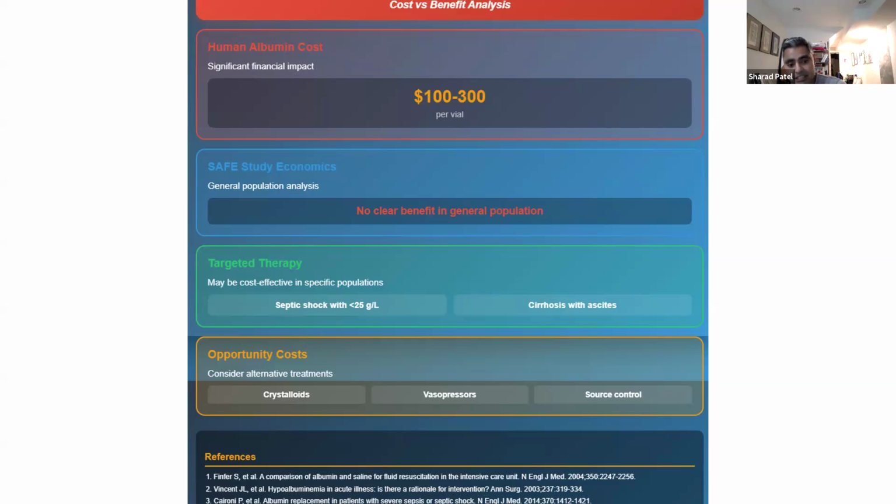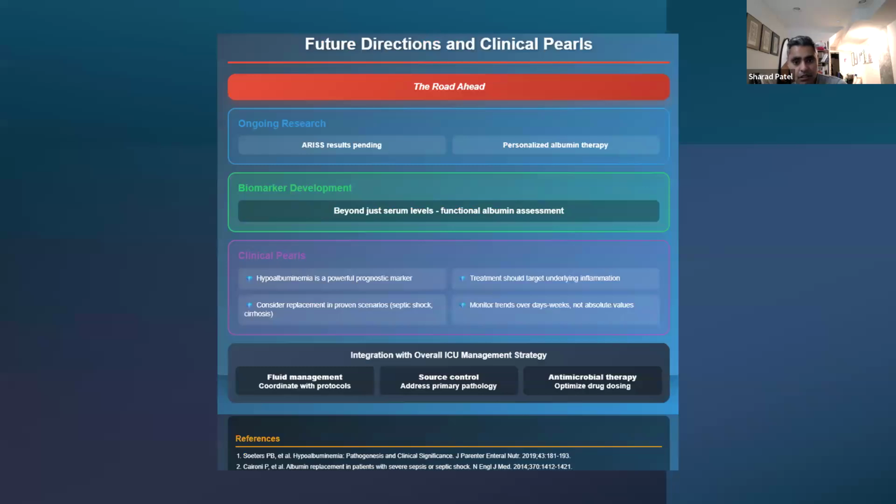Targeted therapy, like we talked about in septic shock with less than 25 grams per liter, might be a consideration. Also cirrhosis with ascites might be a consideration as well. There's also the opportunity cost, right? Instead of giving additional albumin to someone who's hypotensive, should you just start vasopressors early? And additionally, with infection and sepsis in general, you want to make sure you're prioritizing source control before all else. So, future directions. When I looked at all the literature while working on this presentation, the literature is increasing, but there isn't a large amount of information on this topic.